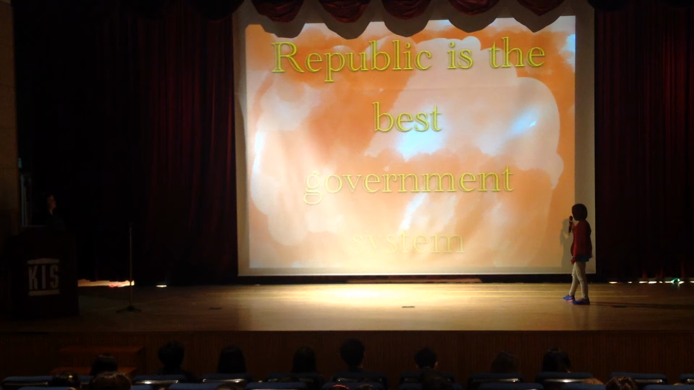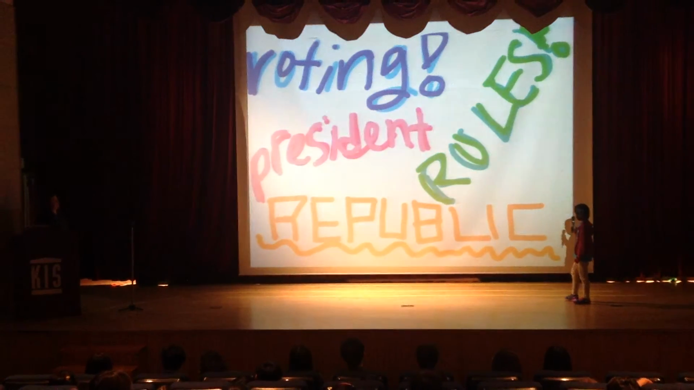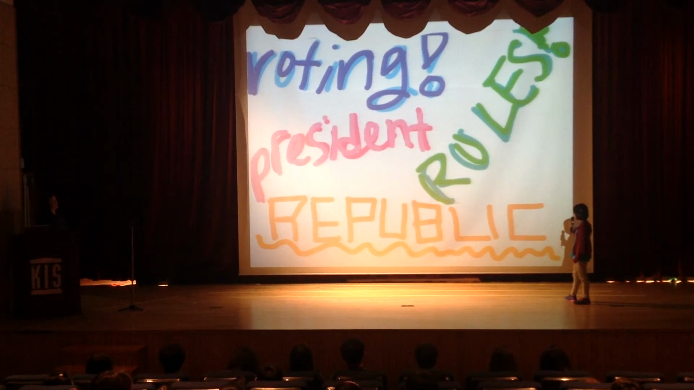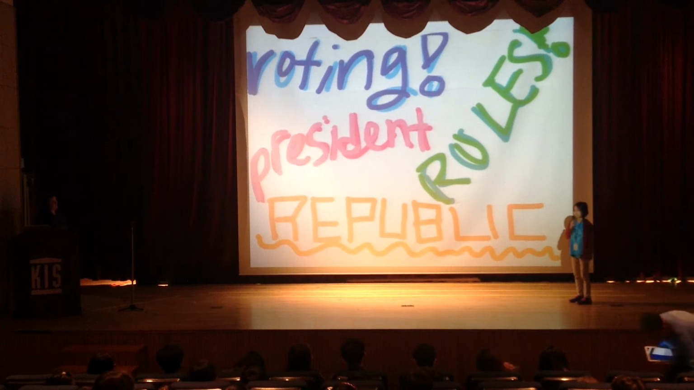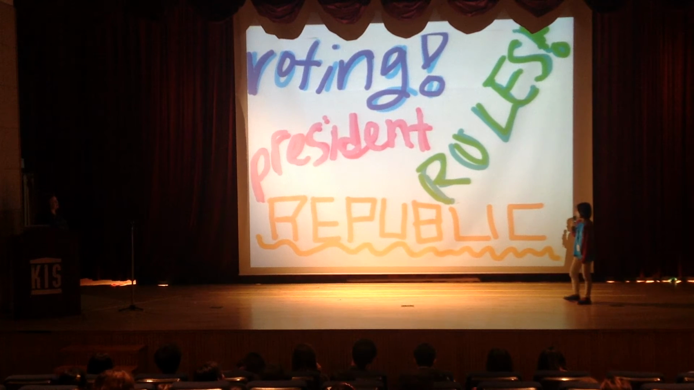Republic is the best government system because it has voting rights and has an elected president, and it has rules for people to follow. Rules are very important because if we don't have rules, people will do anything they want and it will not be good.